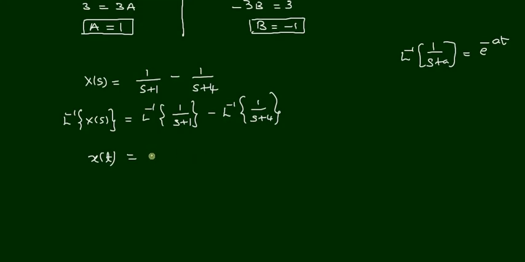So this here will give e power minus a t. In the a position we have 1, so e power minus t. To represent the unilateral Laplace transform, a right sided function, we multiply this signal with u of t. So e power minus a t, in the position of a we have 4, e power minus 4t. To indicate the right sided function, we use the u of t function here.